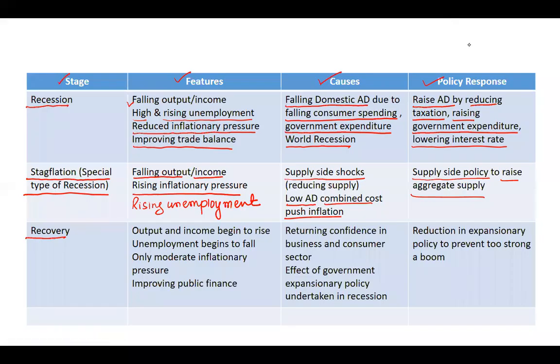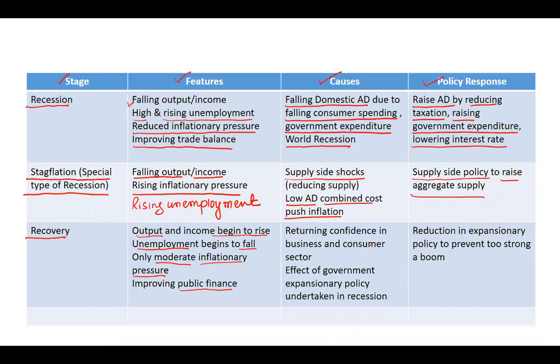So the indicator of recovery is that the output and income levels begin to rise and unemployment begins to fall, because when output increases, the economic activity starts, and as a result, more people are employed and the unemployment rate falls. And there might be a moderate price hike, and that is moderate inflationary pressure. And it results in improving public finance, because now less amount is to be spent by the government as unemployment benefits, and as income rises, the taxation also increases.